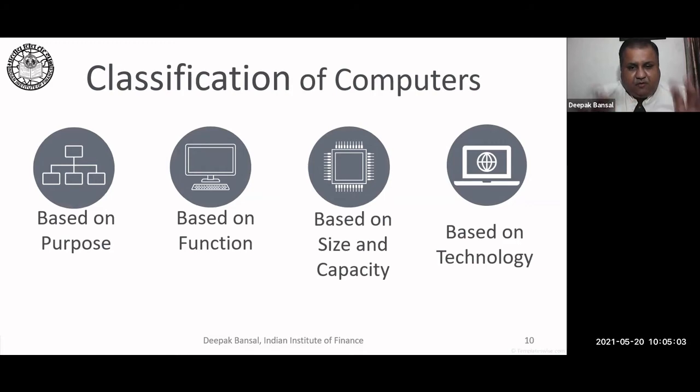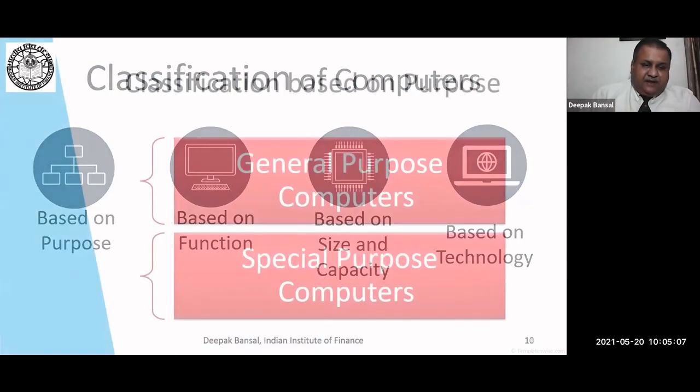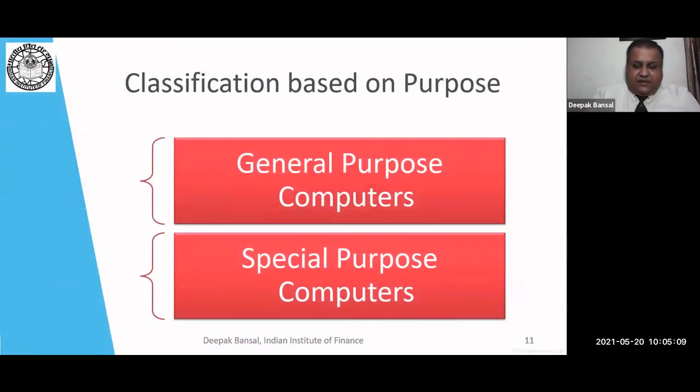Now, these are four broad parameters on which we can classify computers. If I start with the classification based on purpose, the computer can be divided into two parts: general purpose computers and special purpose computers.